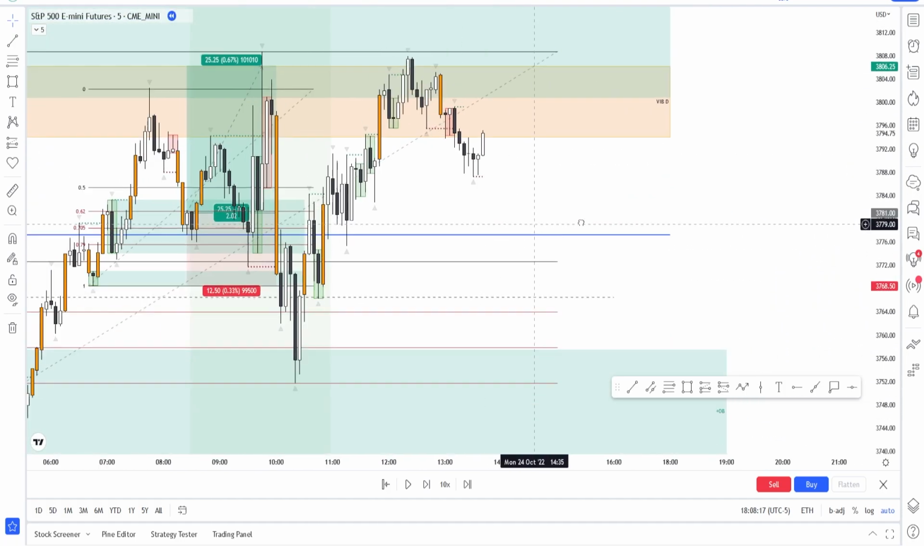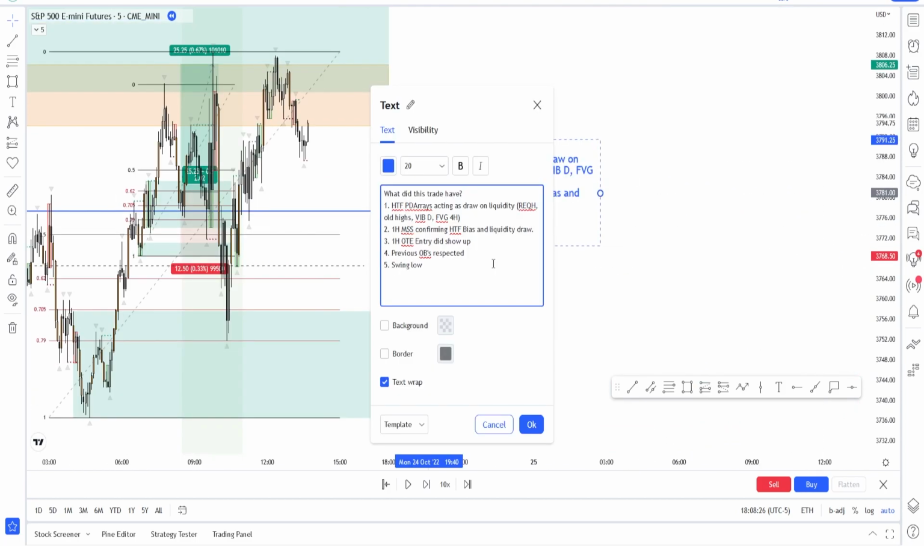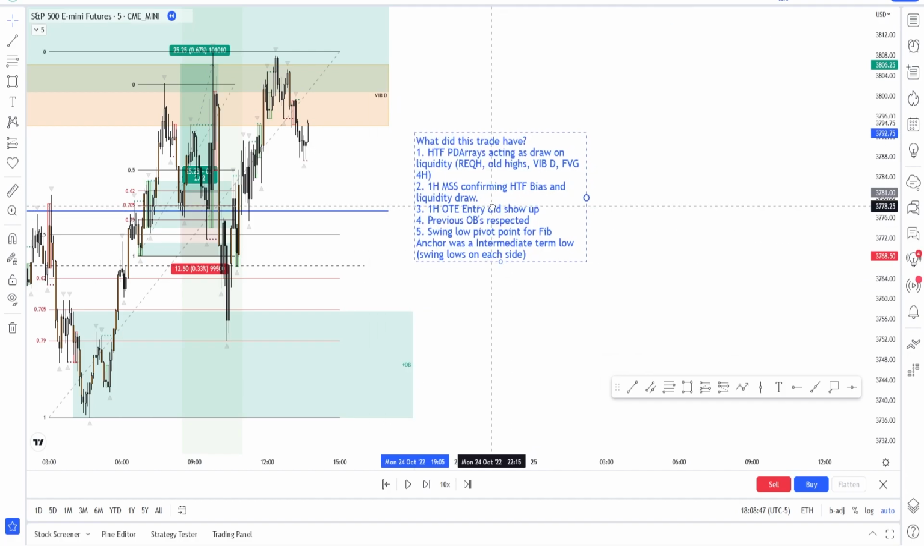That's interesting. And then also I want to note the swing low pivot point or fib anchor was an intermediate term low, meaning swing lows on each side. Feel free to correct me if I'm wrong too. I'm going to go ahead and call this video Jerry Trice Trading Study Hall. So I'll look to go find some more trades, making sure that the trades have all these requirements, and we'll see how they work out.